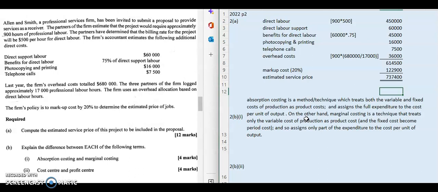So what will happen is that when it's assigning the cost per unit, it will only use the partial expenditure because it's only going to use the variable cost and not the fixed cost. Therefore, the inventory under absorption would always have a higher cost per unit than the inventory under the marginal costing technique. The other question asks us, well, what is the difference between a cost center and a profit center?